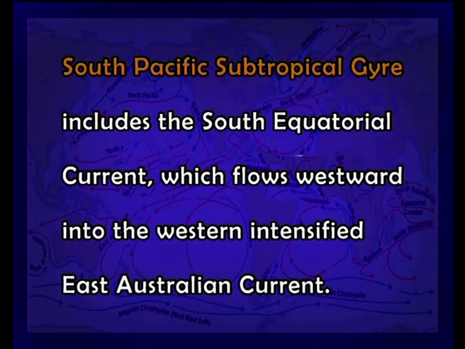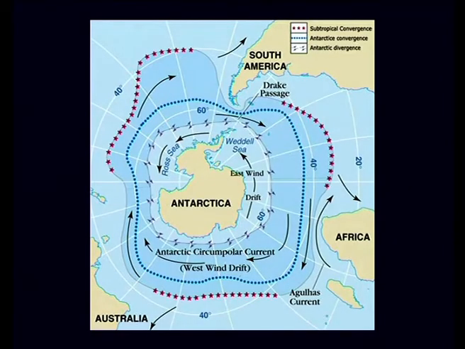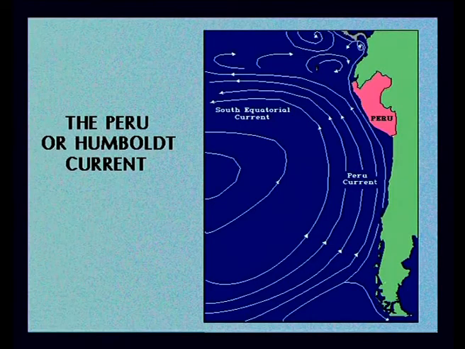The South Pacific subtropical gyre includes the South Equatorial Current, which flows westward into the western intensified East Australian Current. From there it joins the Antarctic Circumpolar Current, the west wind drift, and completes the gyre as the Peru Current, also called the Humboldt Current.